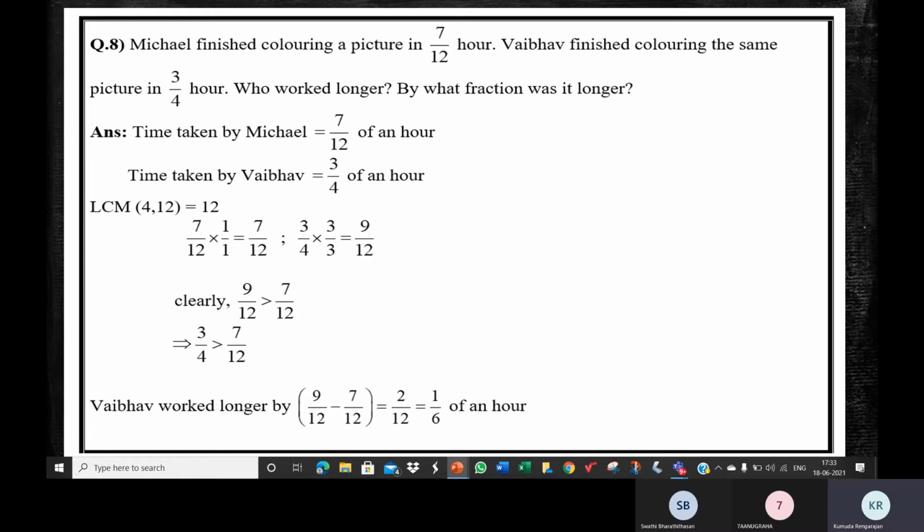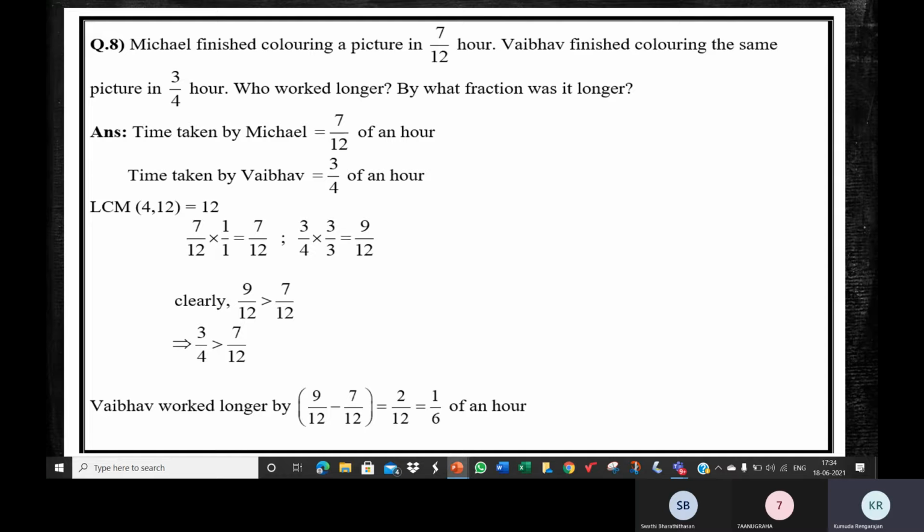All right. So now clearly we understand that we need to compare Michael's and Vaibhav's fractions, because we have to answer the question who worked longer. So you're comparing the time taken by Michael and the time taken by Vaibhav. Who took a longer time? Who finished it in less time? That means you're comparing the time taken by two people.